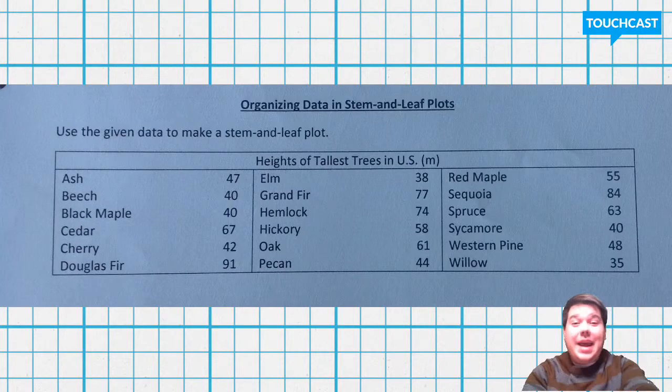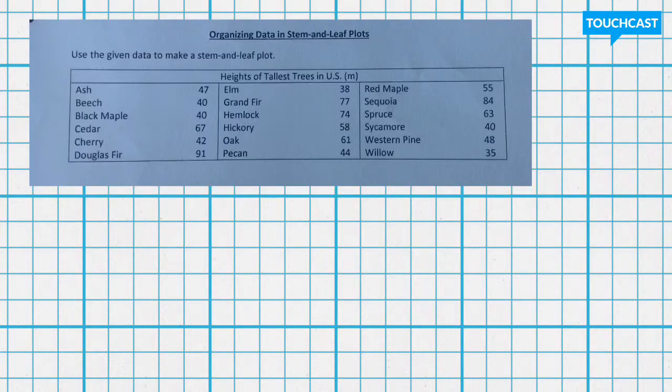Now we're going to take this table of heights of tallest trees in the United States in meters, and we are going to make a stem and leaf plot from it. We want to start by finding the smallest value in this table. So, to me, that looks like the willow tree is the smallest value at the height of 35. Now, while we're at it, let's find any other trees that have a height in the range of 30s. So it looks like the elm tree also has a height in the 30s, which is 38.